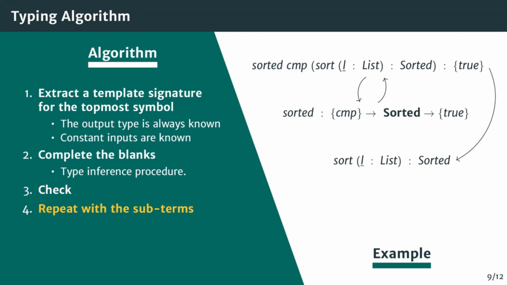Here we need to check sort L. We again extract a template signature for sort. Here we already have all the type information about sort, we just need to check it. The algorithm stops when all the types have been found or when a type error occurs, when there is a contradiction. Of course, everything is built on top of our type inference procedure, which has been able to find the regular language of sorted lists. Let's see how this procedure works.